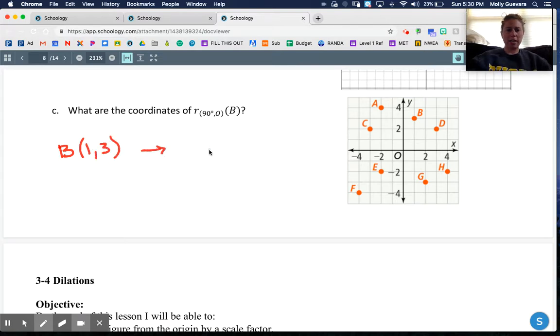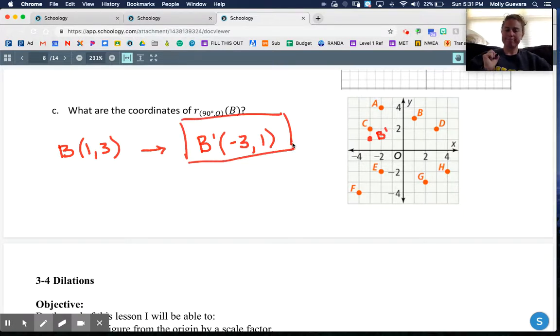And our 90-degree rotation around the origin tells me that I switch the order and I multiply my y by negative 1. So negative 3, then 1. It becomes my new point. So here's my B prime. I got negative 3, 1. And that's it for rotation. We just basically make sure that we are knowing those rules on 90 degrees, 180, 270, and like that. And then that's kind of it.